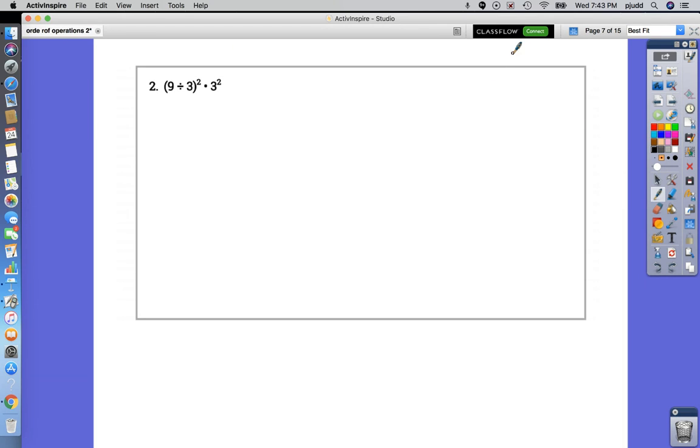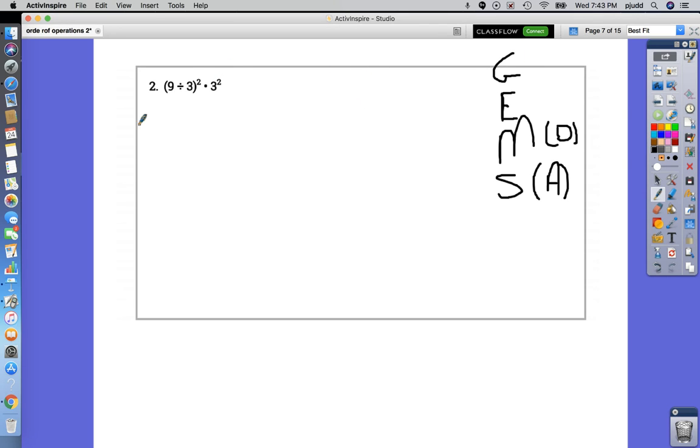Okay, let's take a look at this next one. Again, I'm going to put my steps, GEMS. And remember, that's multiplication or division, subtraction or addition. So I have 9 divided by 3 in parentheses, and then I'm going to raise that answer to the second power. And then I have times 3 to the second power.